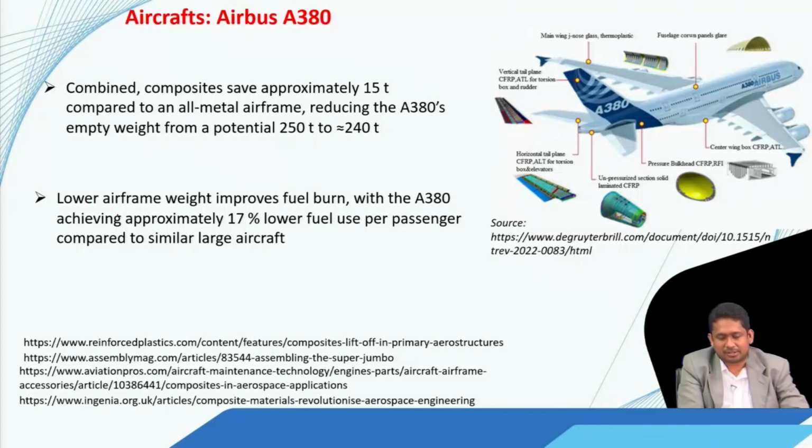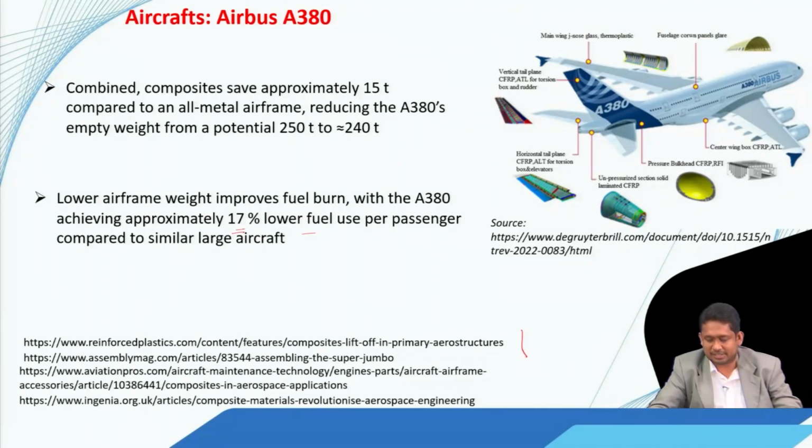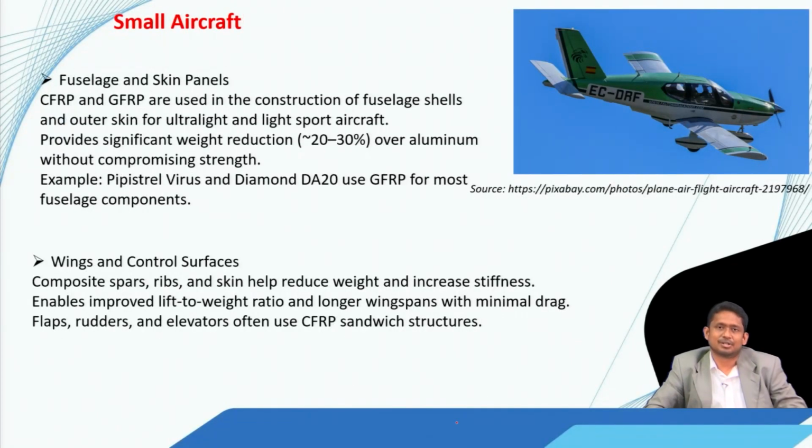So, lower airframe weight improves fuel burn. With A380, approximately 17% lower fuel use is there per passenger if I compare with similar large aircraft. Again, more details can be found here. So far we talked about the large commercial jets. Now, let us see the use of composites in small aircraft.